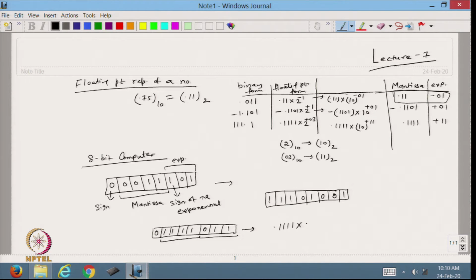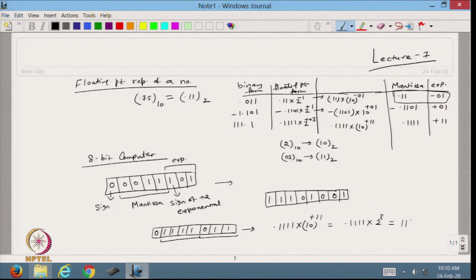So this number can be written as 0.1111 into 2 raised to power 10 plus 11. So that is the number we can save. It means 11 in the exponent, so this number is equivalent to 0.1111 into 2 raised to power 3. Okay. So it means I have taken 3 digits after the decimal point here.